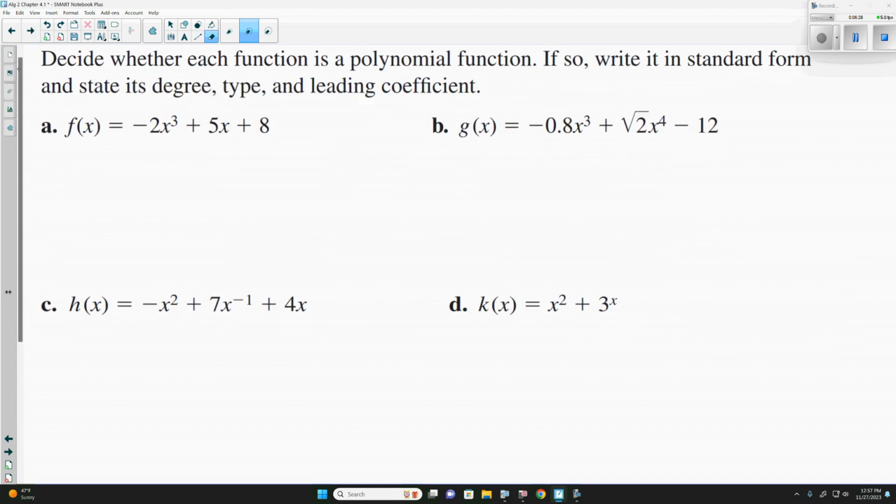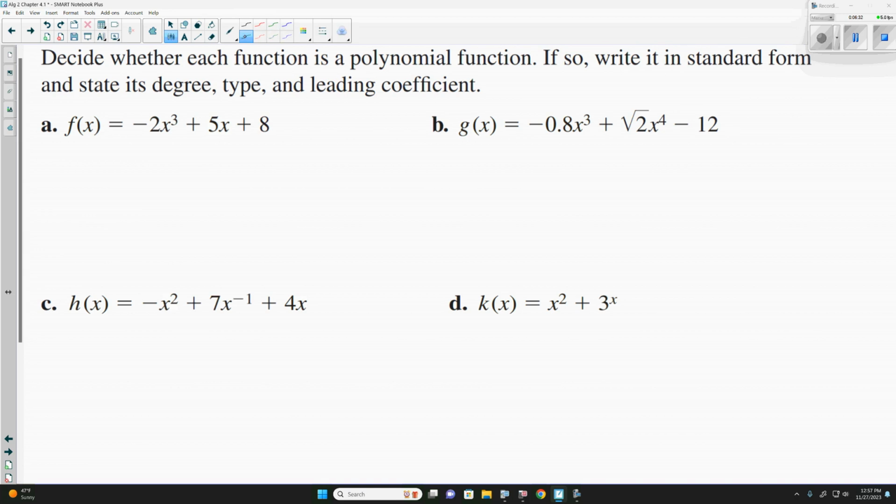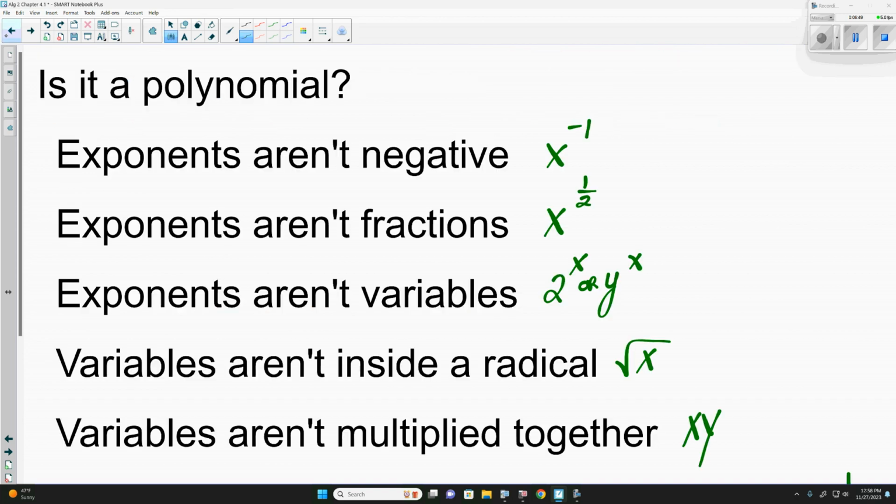So let's look at A. So we have a few things we have to do. One, we have to decide whether the function is a polynomial function. If it is, write it in standard form, state its degree, type, and leading coefficient. So if we look at A, negative 2x cubed plus 5x plus 8, is this a polynomial function? Let's go through the list.